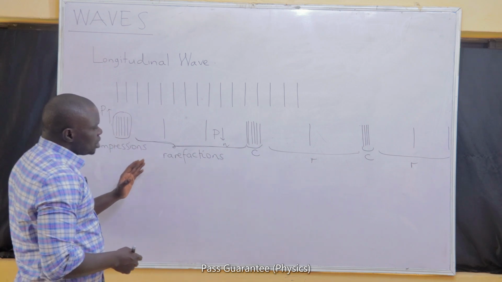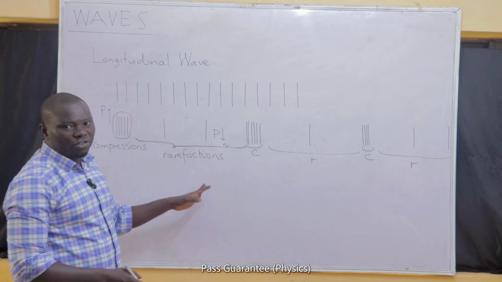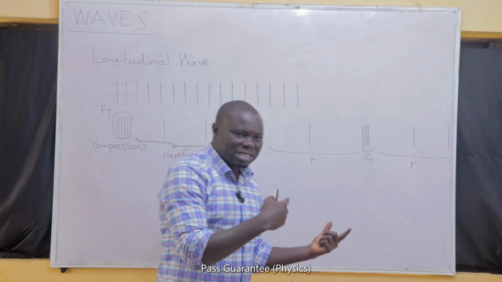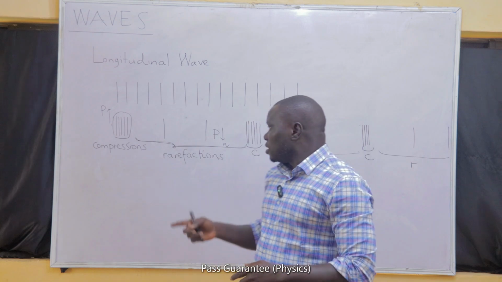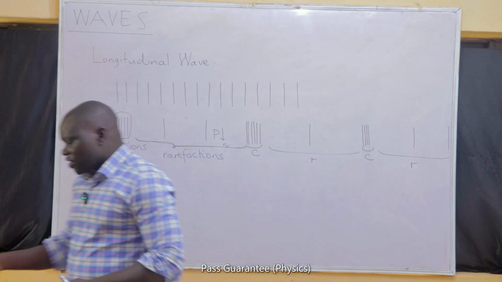So we'll say that longitudinal waves can be propagated as a series of compressions and rarefactions. Transverse waves are propagated as a series of crests and troughs, but longitudinal waves are propagated as a series of compressions and rarefactions.